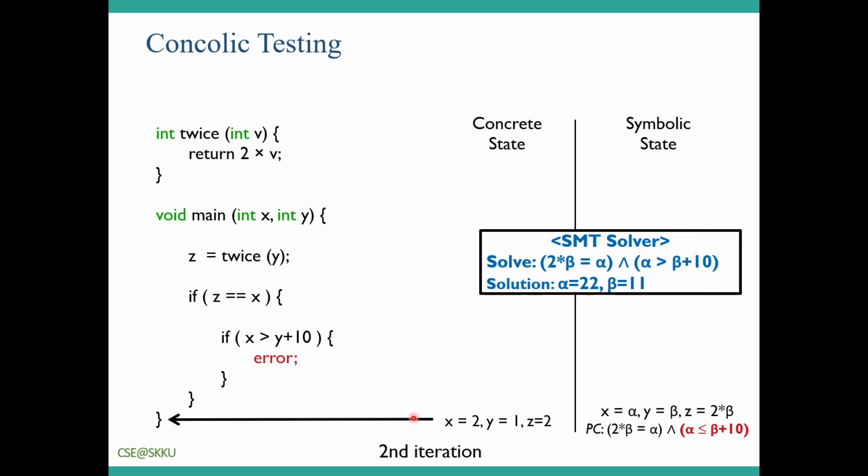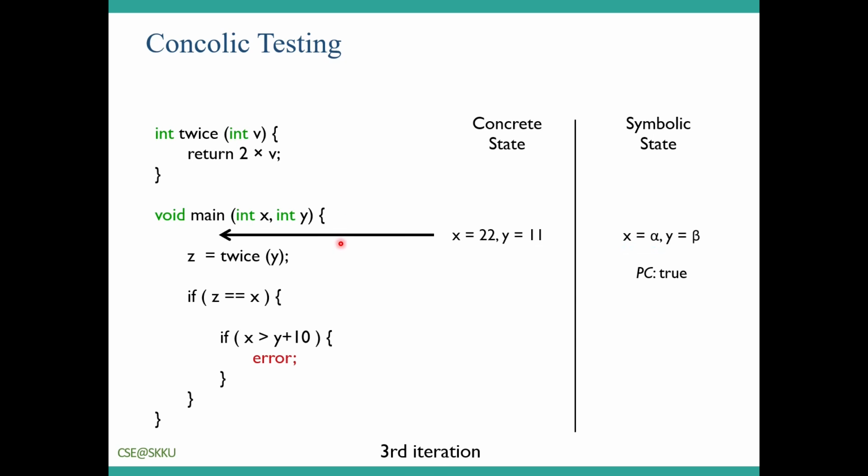Then the second iteration ends, and in order to get into this inner true branch, this time we negate the second branch condition, which is highlighted in red. That is, we call the SMT solver again and find some input which satisfies the formula 2 times beta is equal to alpha, and alpha is bigger than beta plus 10. We can find inputs like alpha is 22 and beta is 11, and this test case will be the third test case to be executed.